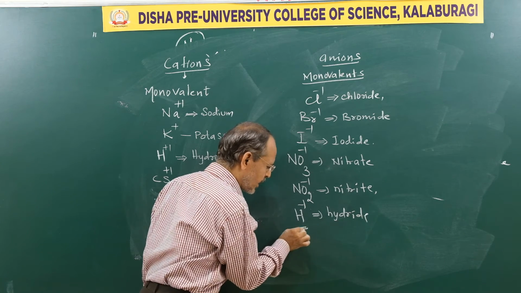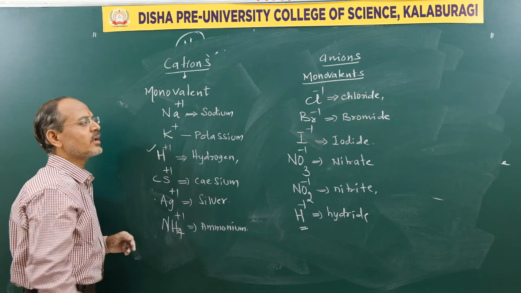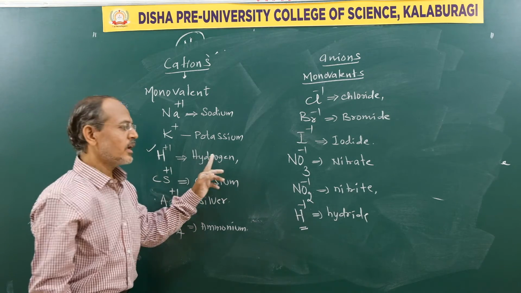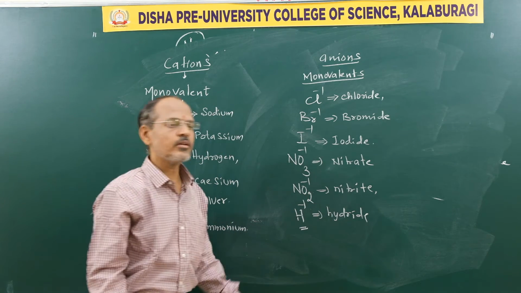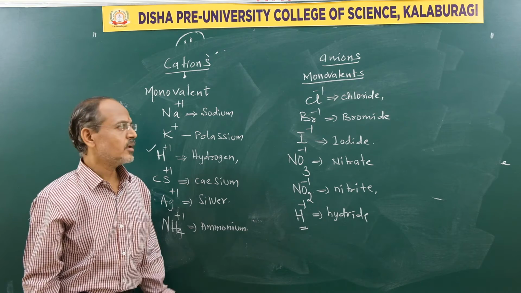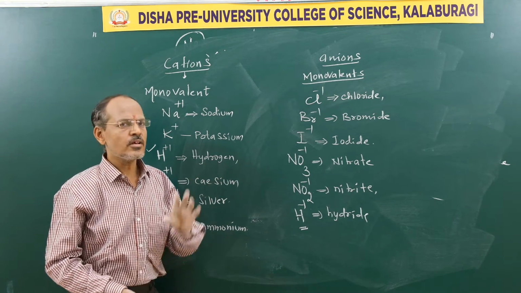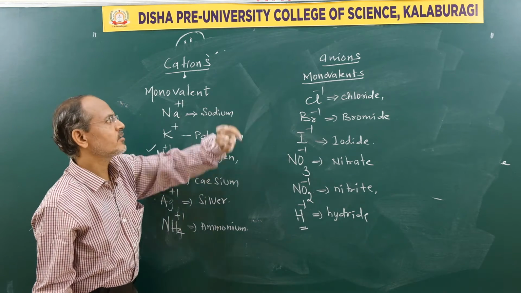Here hydrogen has the capacity to accept 1 electron as well as donate 1 electron. If it donates, it is called hydrogen. If it accepts 1 electron, it is hydride. Now these are the common examples. Later on we will see more examples. So now in this session I will just conclude with one example.